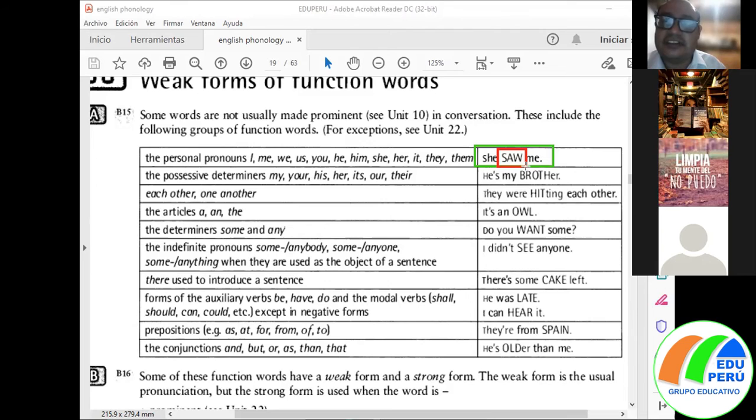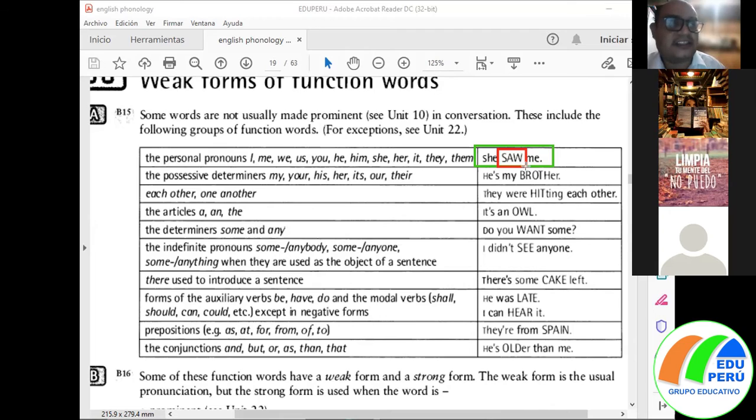The other, they were HITTING each other. The main verb, not the auxiliary, because this is past continuous. So the verb be is the auxiliary verb of the ing verb. So which word is stressed here? Hit, hit. The content word, not the function words. Notice, they were HITTING each other. It's an ALL. Again, it's an all. The word all, which is a noun, is stressed, not the pronoun, the verb be, or the article.